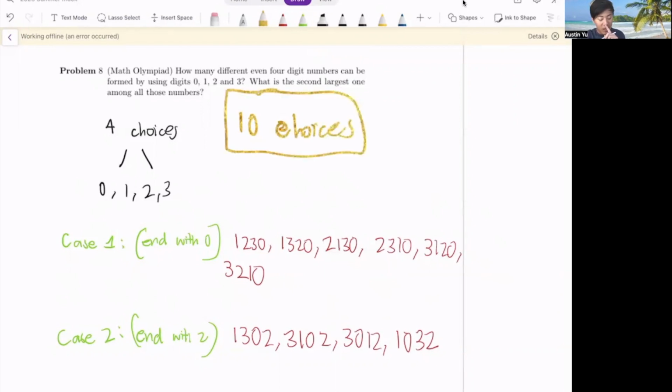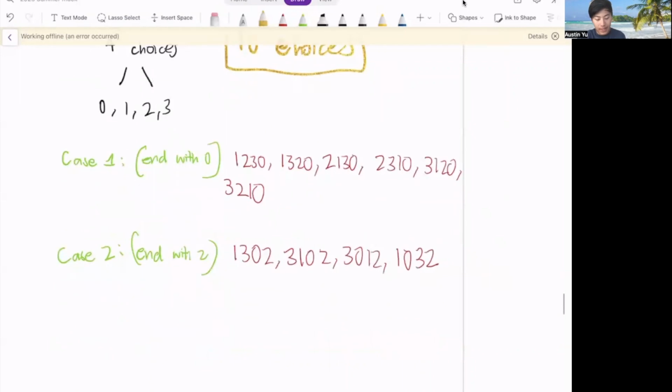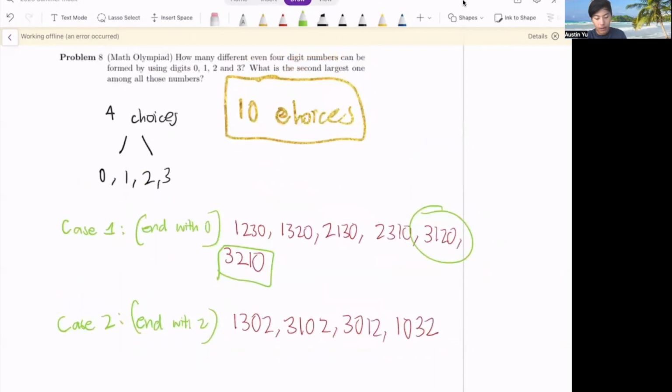And then what is the second largest one among those numbers? Well, we can easily find that the second largest would just be 3,120 because 3,210 is the largest one. So therefore, the second largest is 3,120. And that is the solution video.